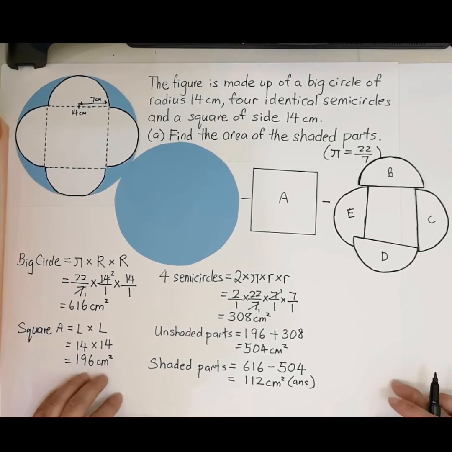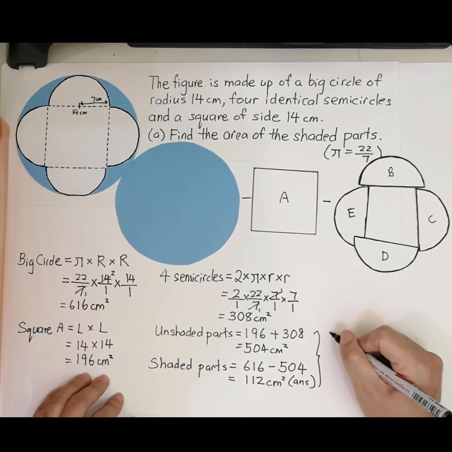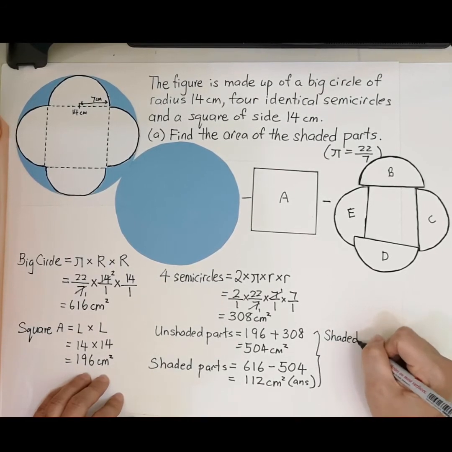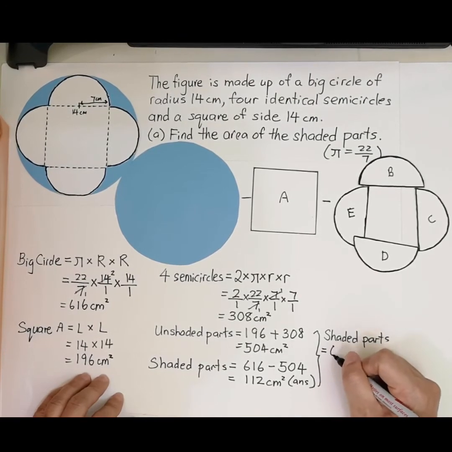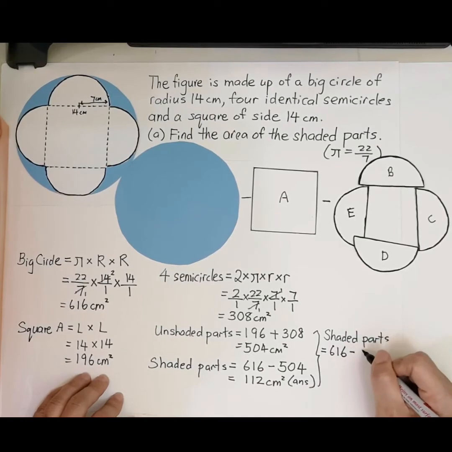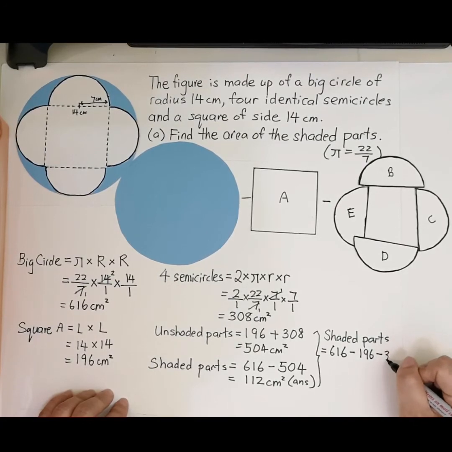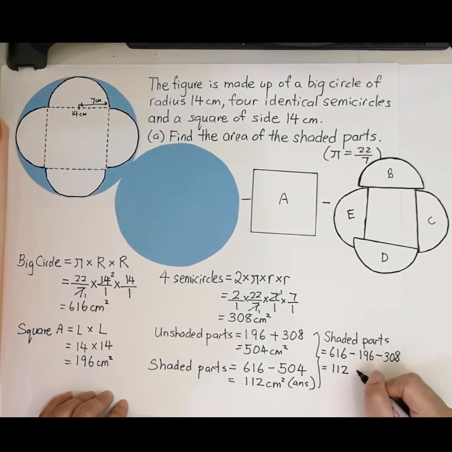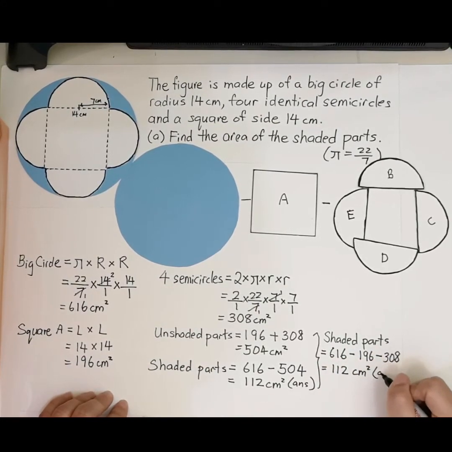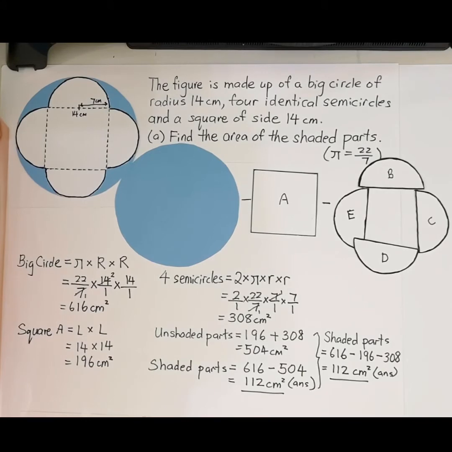Alternatively, you can combine these two steps together and just write: shaded parts is equal to the area of the circle, take away the area of the square, take away the area of the 4 semicircles. That will give you the same answer of 112 square centimeters. So this is our answer for finding the area of the shaded parts in this question.